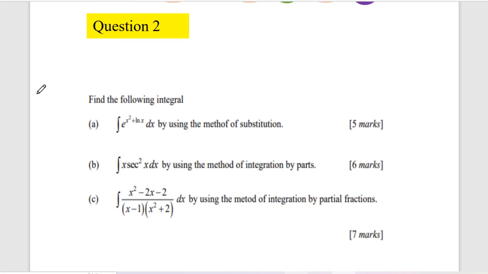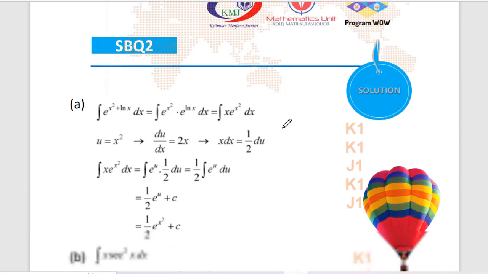Question number 2. Find the following integral. For part A, you need to integrate exponent power of x squared plus ln x by using the method of substitution. The question already mentions we use the substitution method. Okay, so let's look at the solution.